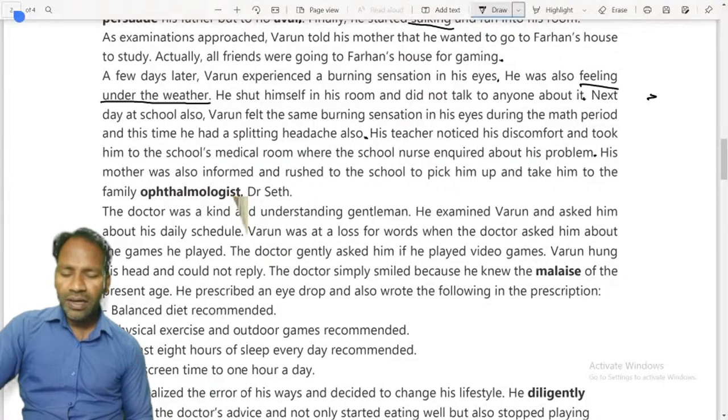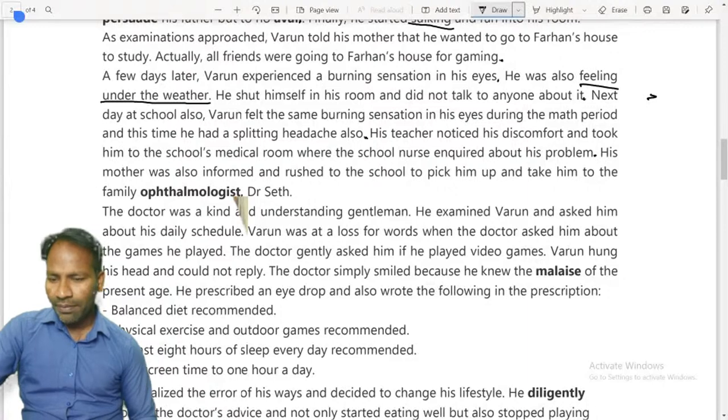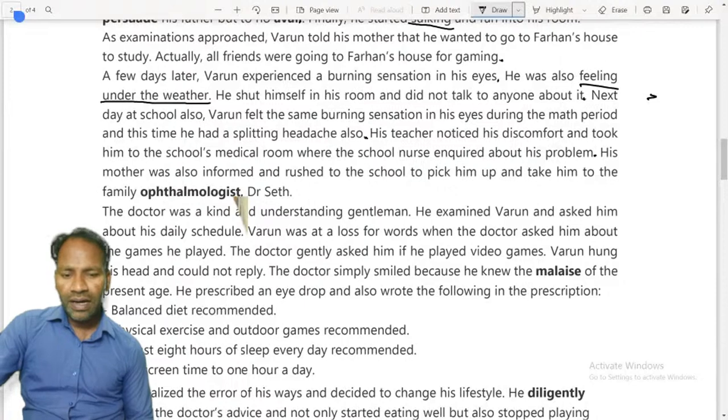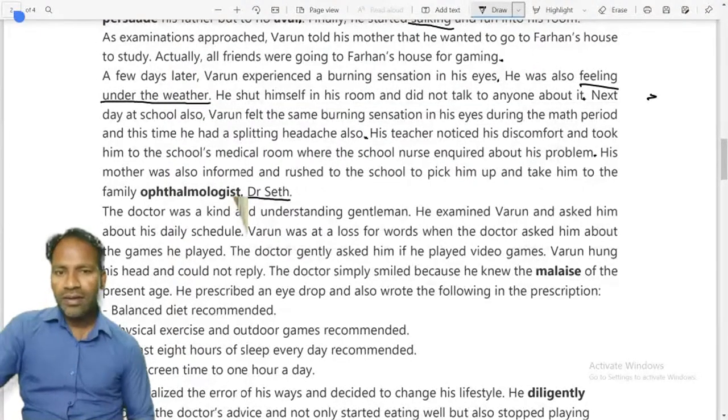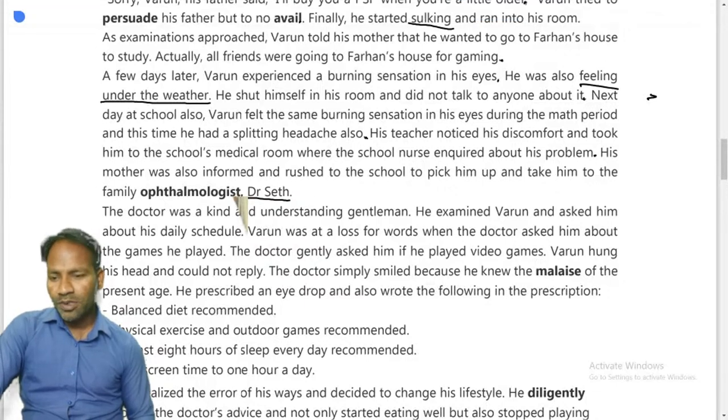So his mother was informed and she rushed to school to pick up the boy and then take him to the family ophthalmologist. Okay, ophthalmologist means the person who is an expert of eyes, an eye specialist. Dr. Seth was the family ophthalmologist, and Varun's mother took him to him.